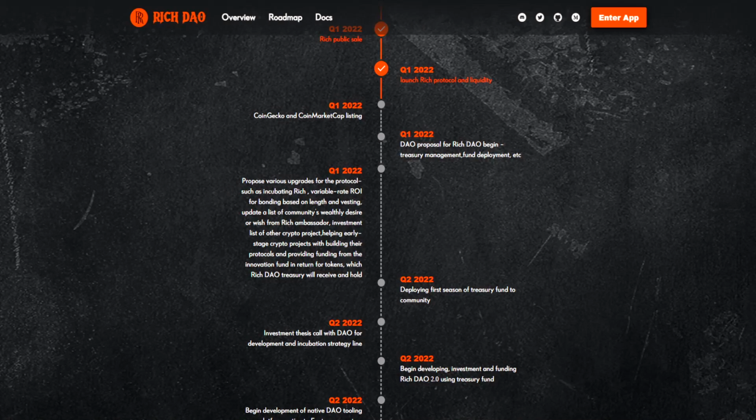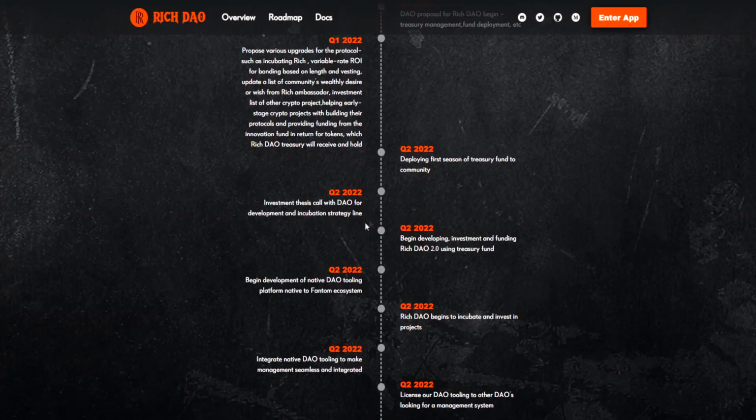And then propose various upgrades for the protocol, such as incubating Rich, variable rate ROI for bonding based on length of investing, update a list of the community's wealthy desires or wishes from Rich ambassadors, investment list of other crypto projects, helping early stage crypto projects, basically talking about the incubation that they already have planned.